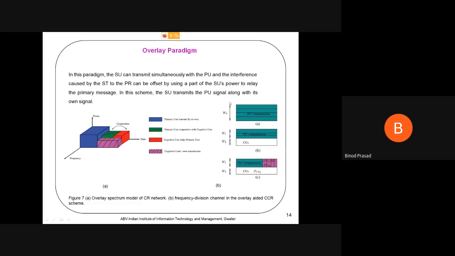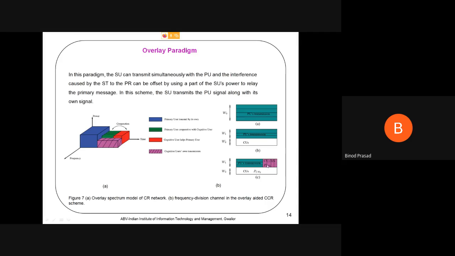If you see this picture, this band is actually divided into two portions, W1 and W2, where the W1 portion is being used for cooperation, and the W2 portion, that is W0 minus W1, is being used for the CR. So if there is a total time period of T, out of that time period, the SU will do the following. During the first time period, suppose T1, the PU will send its signal to the secondary user, who is going to work as a relay. So that user will receive the signal during that time, and after receiving, it will forward that signal with a power, suppose P of CR. I think it's not visible, so if you see, P of CR.